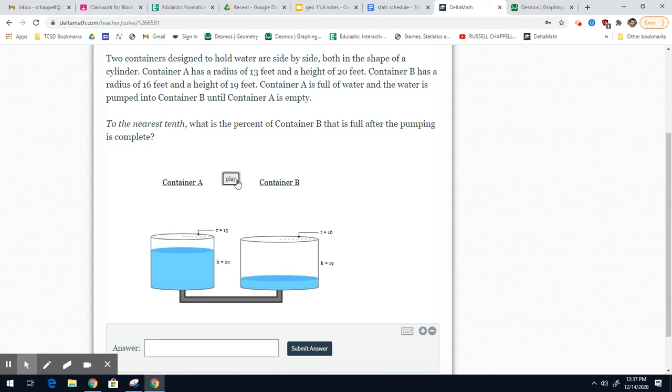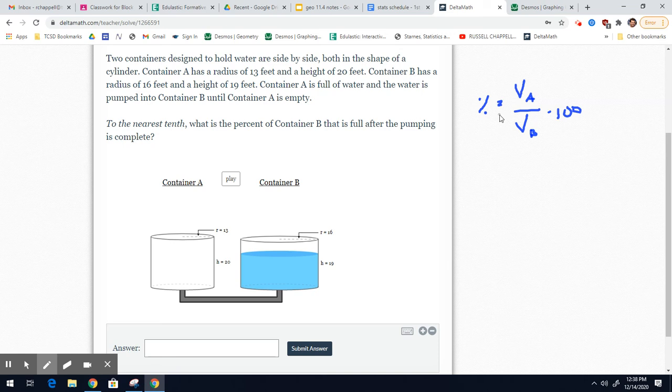So it pumps out. I clicked play. It pumps out. It pumps out. And there we go. So now, in the previous problem, it was a subtraction. Well, now, when you're looking for a percentage, we're looking for the percent full. We're going to take the volume of A, which is the amount of water that makes it full, and divide by the volume of B, which is the amount of water that B could hold total. And we're going to times that by 100. And that will give you the percent that it is full.